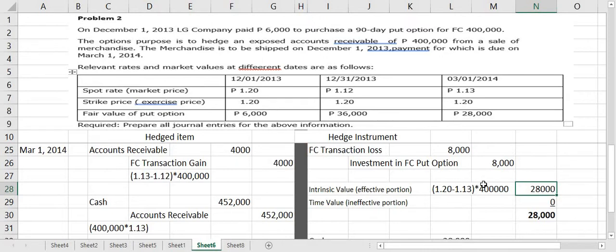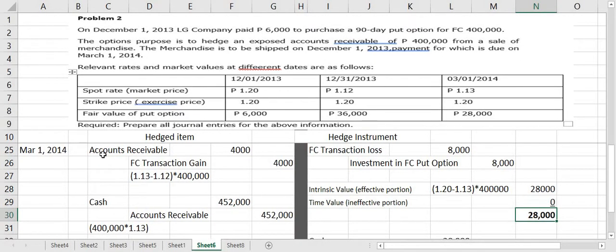So our time value is effectively zero because our option contract has already expired, the period of our option contract. It becomes zero unless it is a residual amount. So the whole 28,000 is attributable to the intrinsic value or the effective portion.